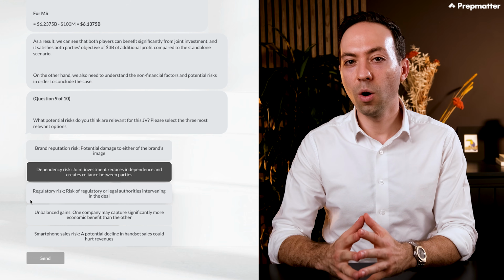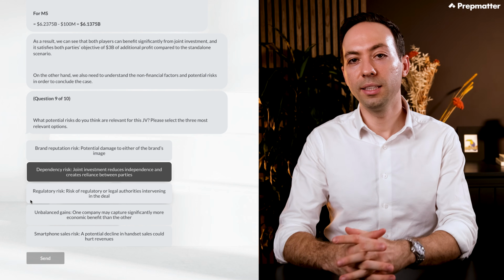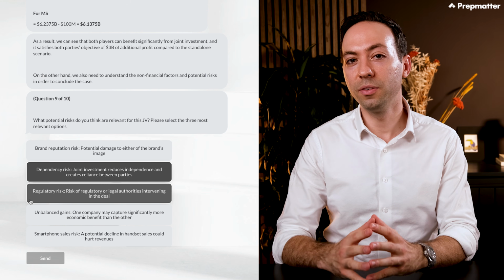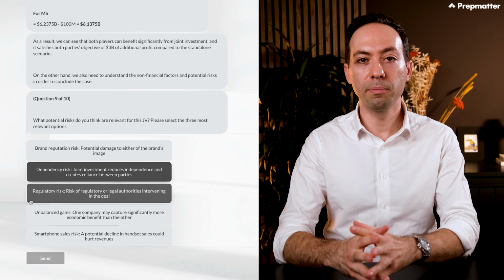Then we have regulatory risks. Risk of regulatory or legal authorities intervening in the deal. This is a big risk. For example, competition authorities may block the deal if it leads to a monopoly or unfair market power.